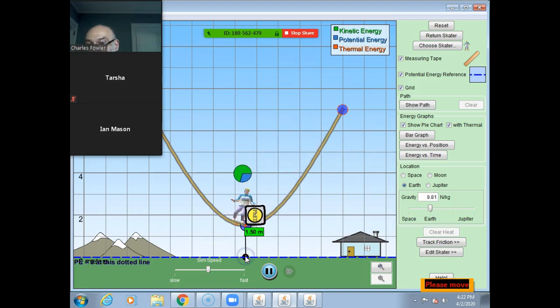Now, if you move the potential energy level, you'll have a different reading there. Okay? So that's the distance, lowest point on the track, 1.5 meters for the one I'm doing with that guy on it. Okay? Now, I've already clicked on the grid and showed the pie chart. If it's not already there, check on location Earth. Yeah, it was already there.